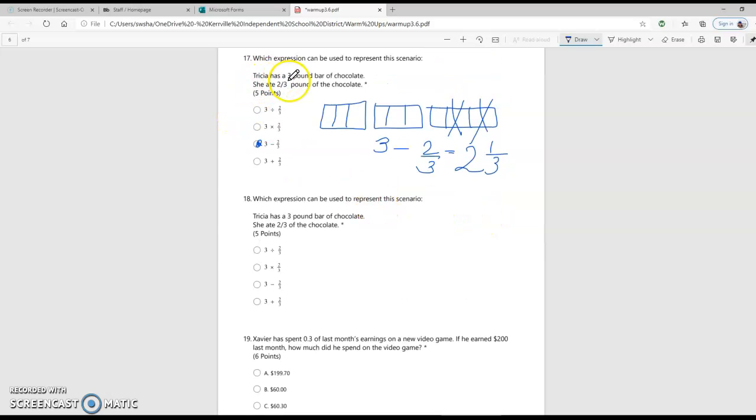The difference between this problem and this one: this one said he ate 2/3 pound of the chocolate. This one said 2/3 of the chocolate, right? So he's got the same 3 pounds of chocolate. If he ate 2/3 of them, it would be what? How many is that? 2 of them, right? So that would be the answer. 2/3 of the chocolate is 2/3 times how much chocolate you have. So you need to read the problem really carefully for this problem, okay?